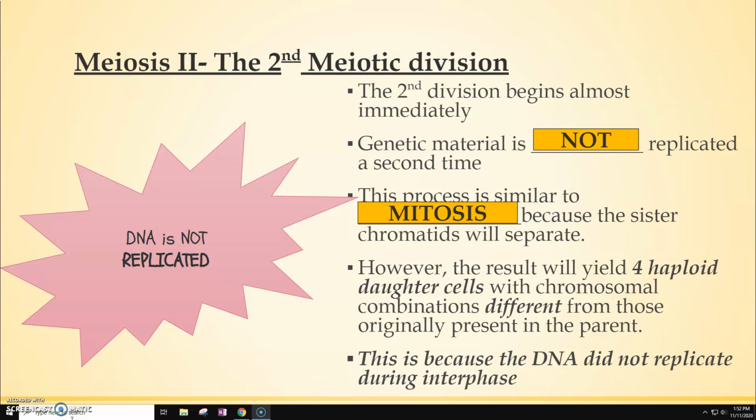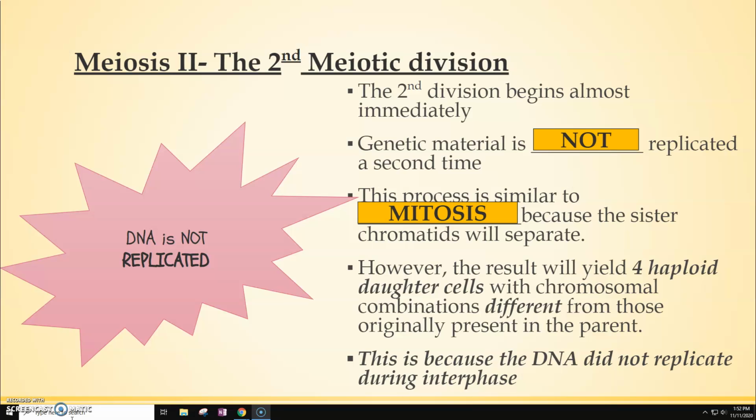So you just finished learning about meiosis 1. Now we're going to go over meiosis 2. Remember, like we said in our previous lecture, DNA does not go through replication between meiosis 1 and meiosis 2. Interphase or DNA replication only occurs before meiosis 1.